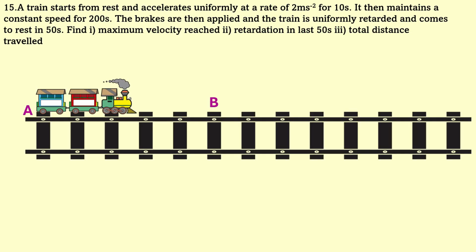Okay. So first is the maximum velocity reached. तो पहले क्वेश्चन को बहुत अच्छे से समझते हैं. सपोज A to B पॉइंट में क्या है, ट्रेन स्टार्ट किया है रेस्ट से.